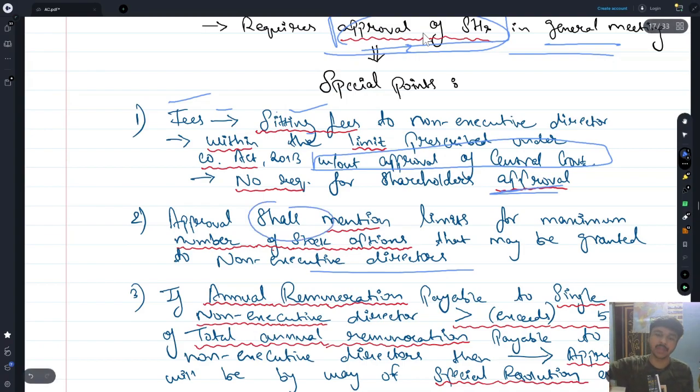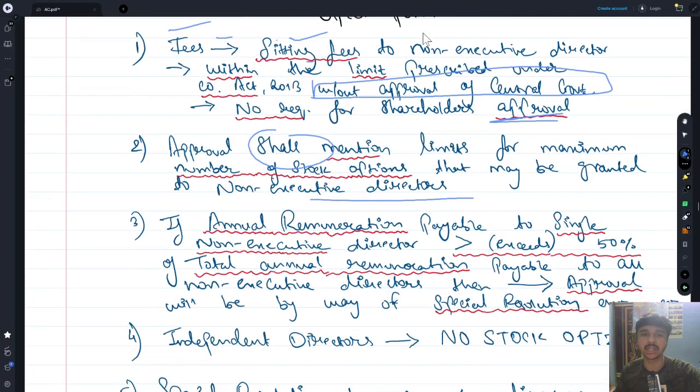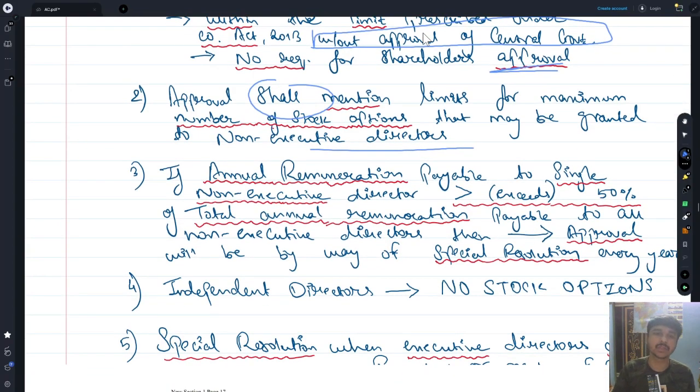So when you are taking the approval of the shareholders, whatever the approval is going to be, it has to mention the number of stock options that may be granted. Okay, they are not granted, but the maximum number that may be granted to the non-executive directors. Because what will happen is, after their appointment, if they get a lot of stock options, it might get a part that they get favored towards the company, right?